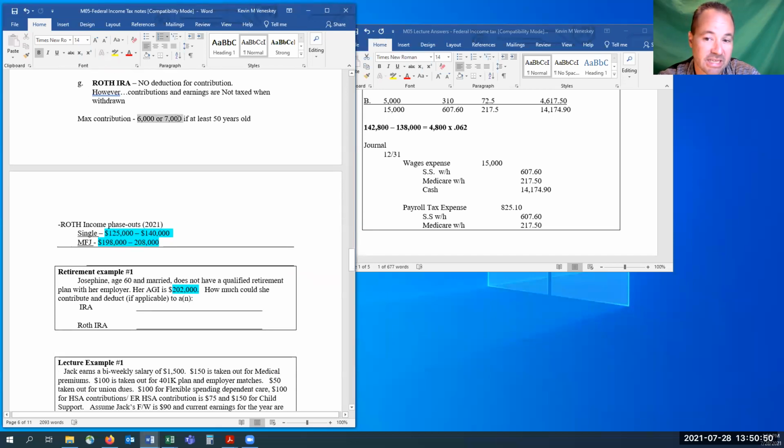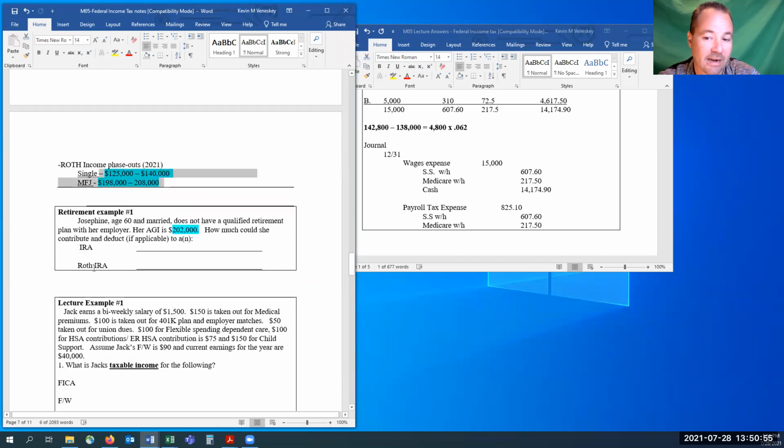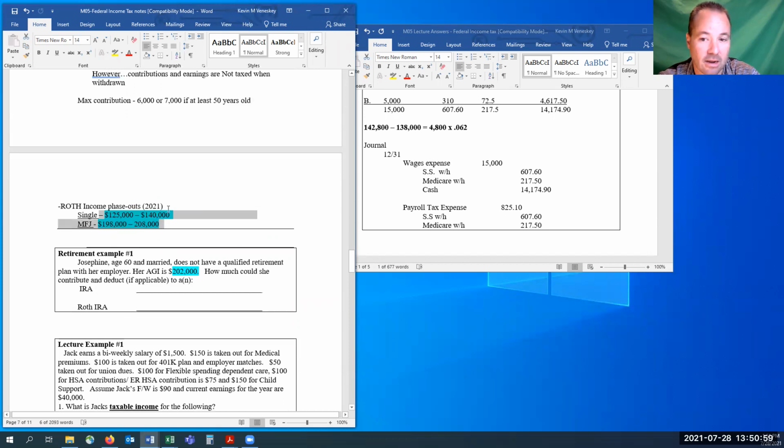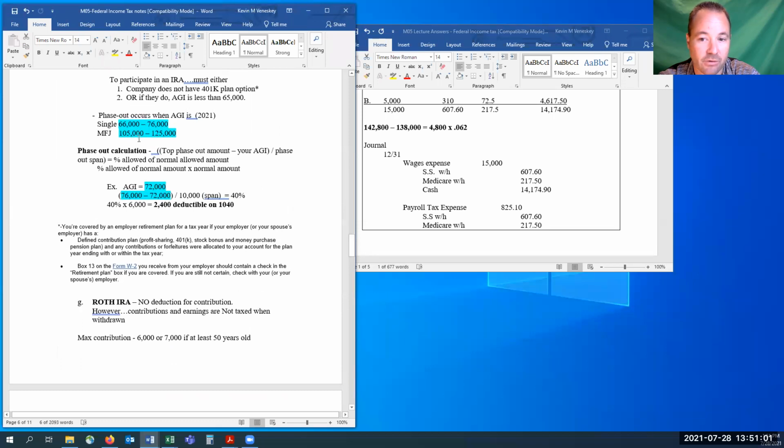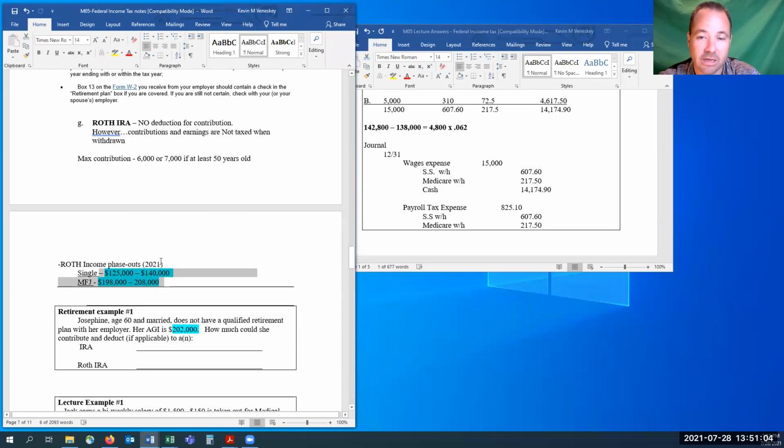The max contributions stay the same as a regular IRA, and the phase outs are slightly higher than a regular IRA up here if you have a company. This one, it doesn't matter if you're in a company or not. These are just the phase outs.